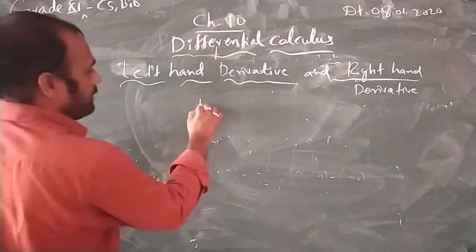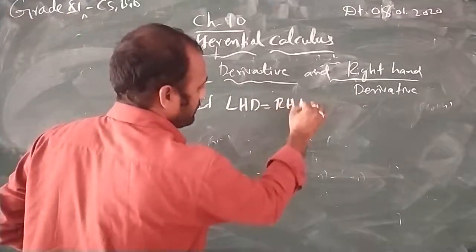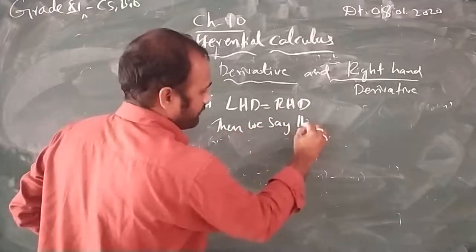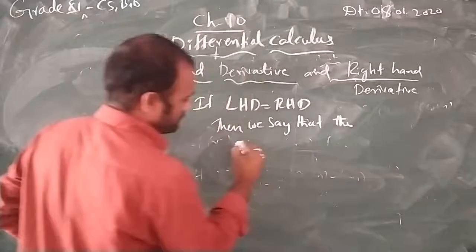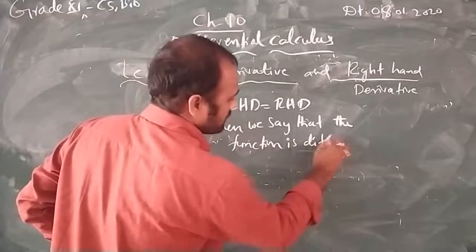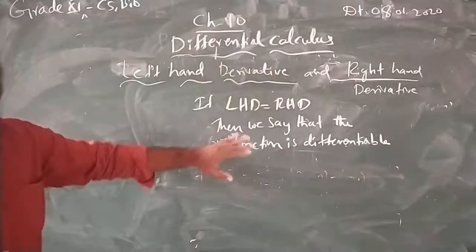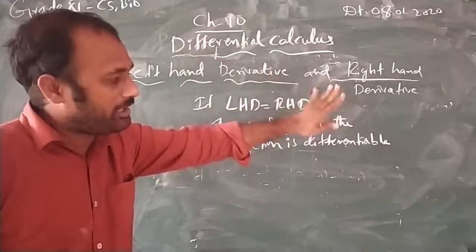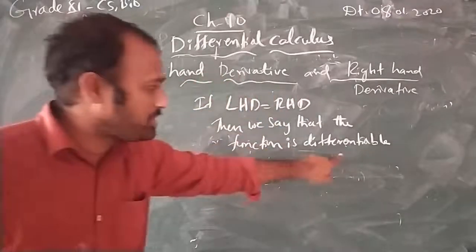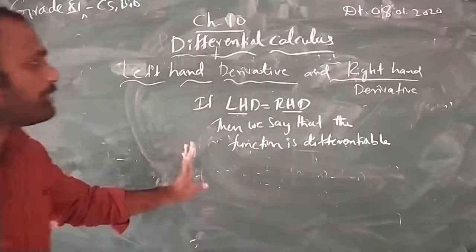So here, if the left hand derivative is equal to the right hand derivative, then we can say that the function is differentiable. Previously we have seen continuity. In continuity, the left hand limit, right hand limit and functional value should be equal. So in order for a function to be differentiable, the left hand derivative and right hand derivative values must be equal. Then only we can do the derivative.